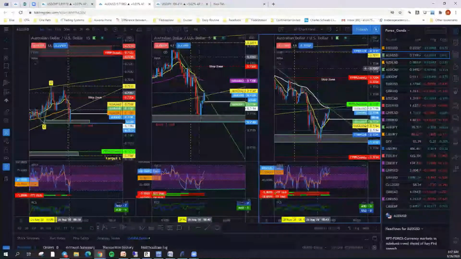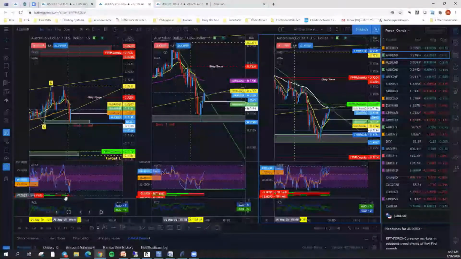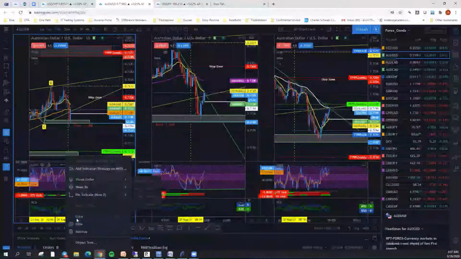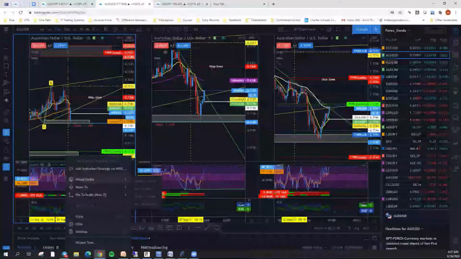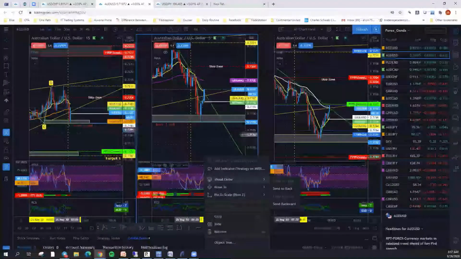Al, there's a question. Michael is asking, what's the period for the Hull moving average? Is it a 4? No, I think it might be 21. Let me double check that. I think they're 21s. Pretty sure it's 21. Yeah, 21.